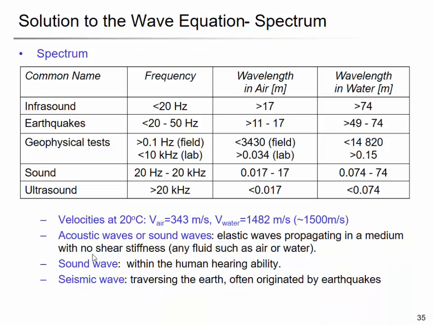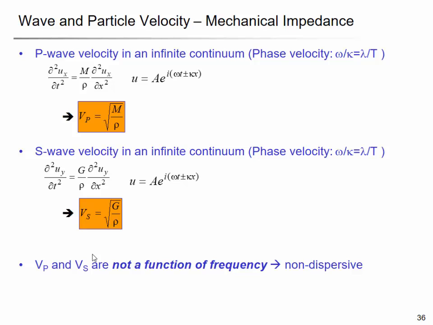Then, depending on the frequency, people call it differently. Infrasound is very low frequency, and the range is about 1 to 10 hertz, right? In geophysical tests in the field, you have very high frequency and also low frequency, sound wave, and ultrasound wave. Why is it called sound wave? Because we can hear it. This is the range of frequency that we can hear, okay? So 20 hertz to 20 kilohertz. So P wave motion and S wave motion.